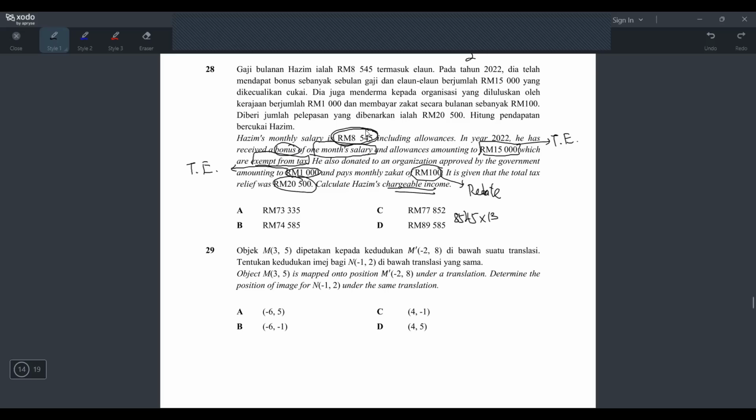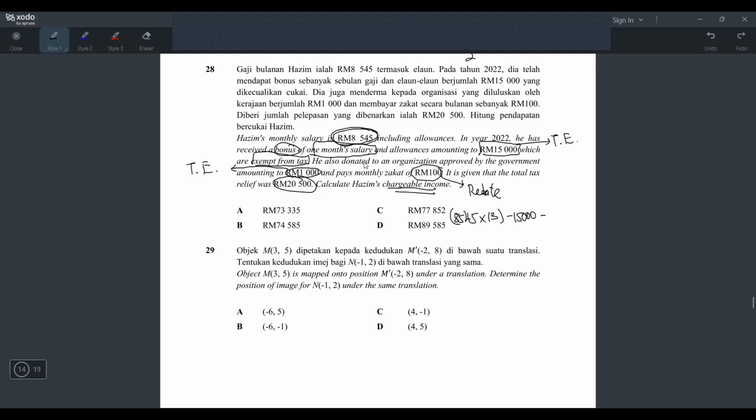It means you will take 8,545 times 12 and then plus with 8,545. It means 8,545 times 13 lah. So that's why. And then after you do this, you have to minus with all the tax exemption and tax relief. You will minus 15,000 and then minus with what?